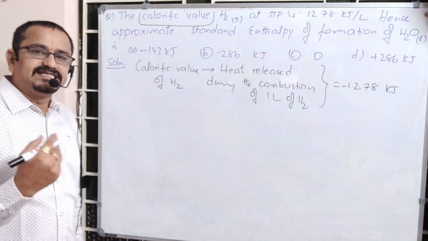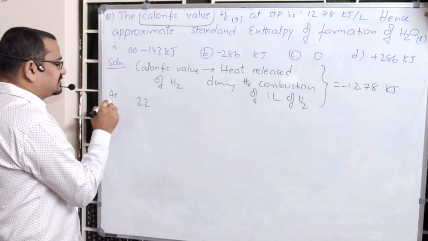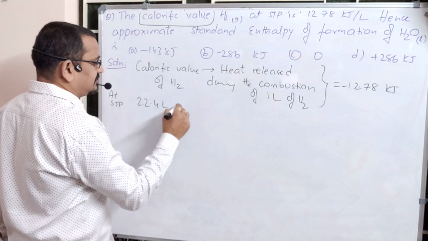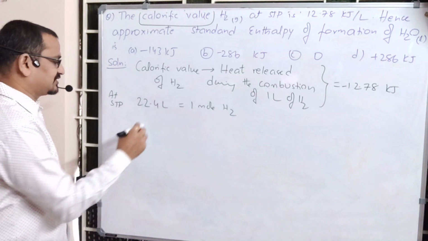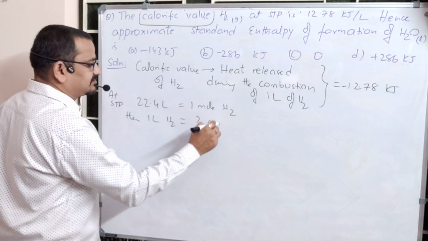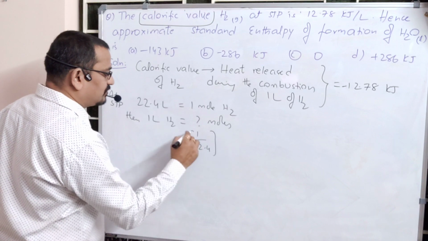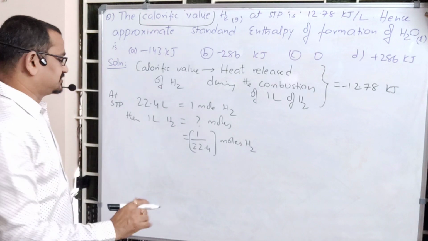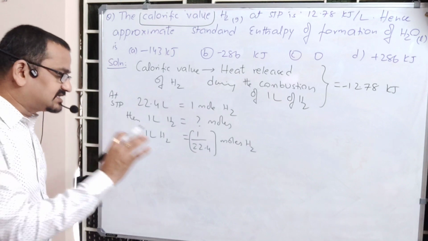Let us study the same in terms of moles. We know that at STP, 22.4 liters is equal to 1 mole of H2, right? Then 1 liter of H2 is equal to how many moles? It is 1 by 22.4 moles of hydrogen. So 1 liter of hydrogen is nothing but 1 by 22.4 moles of hydrogen.